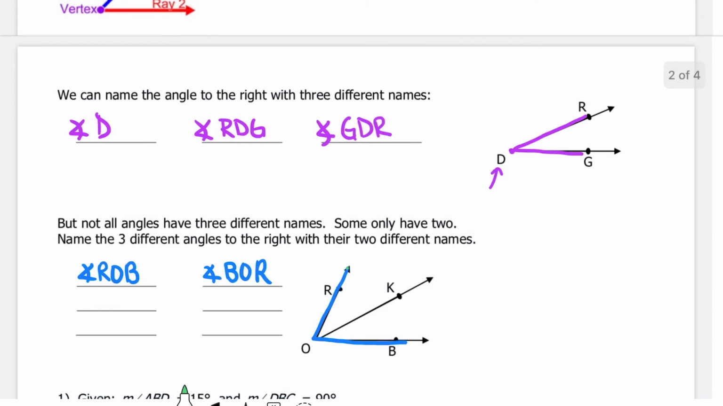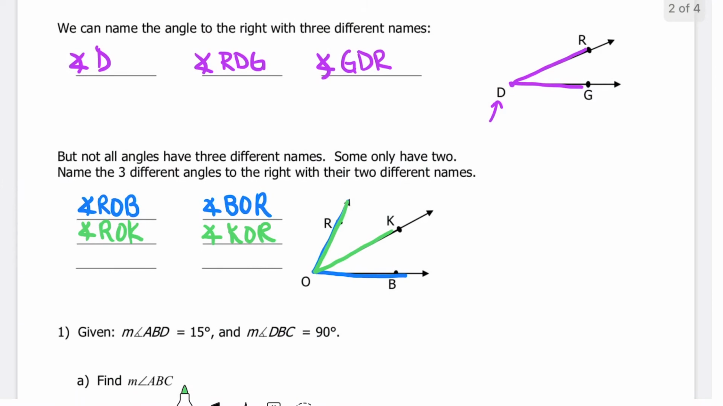The second angle I see is ROK. And the other name for ROK is going to be KOR. Again, I'm just changing the order of the R and the K. And then the third angle I see is going to be KOB. And the other name for that is going to be BOK, just changing the order of the K and the B.